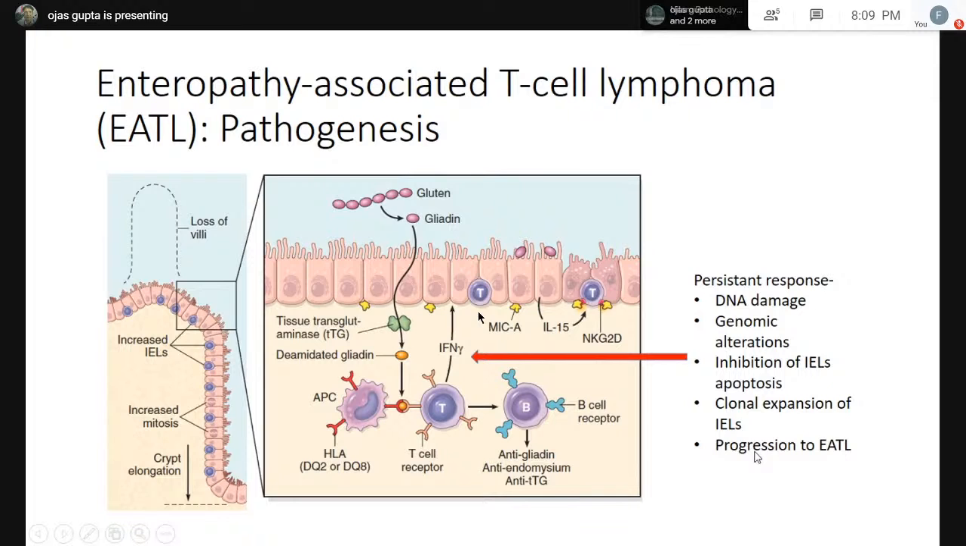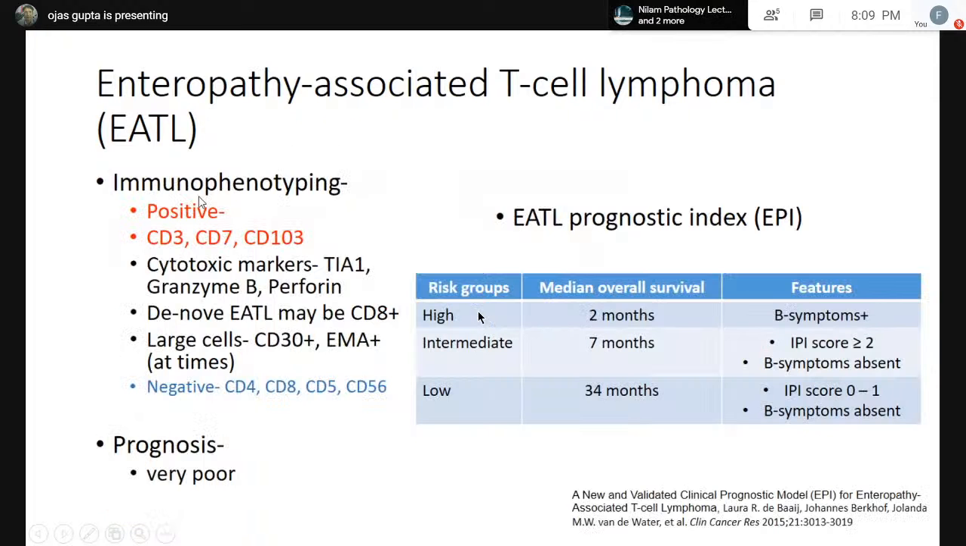So these EATLs are positive for CD3, CD7 and CD103. They are also positive for cytotoxic markers, that is TIA1, granzyme B and perforin. The de novo EATL may be positive for CD8, and the larger cells are usually positive for CD30, and at times they are positive for EMA. However, they are negative for CD4, CD8, CD5 and CD6.